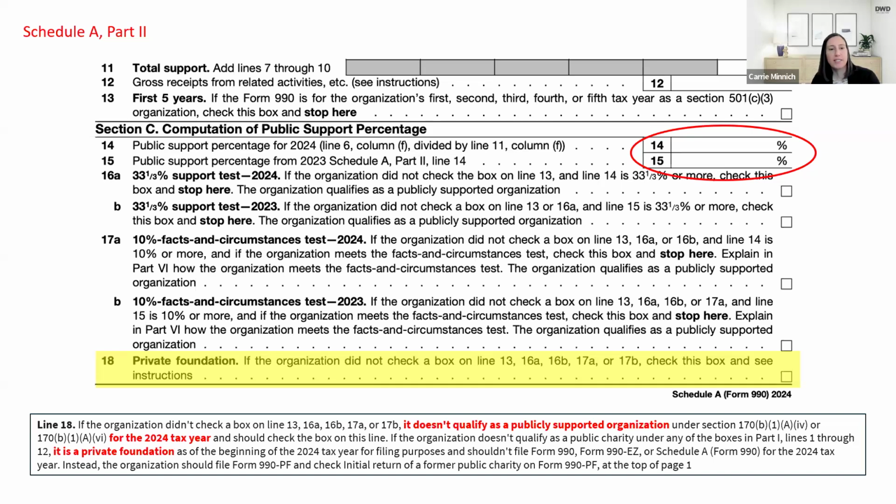And as you can see, this box here at the bottom is from the instructions. And it does say that if the organization did not check a box on line 13, 16, 17, which you did not meet the 33 1/3% rule or the facts and circumstances test, you do not qualify as a publicly supported organization for this tax year, and you are considered a private foundation for this tax year. Okay, so let's move on to part 3.